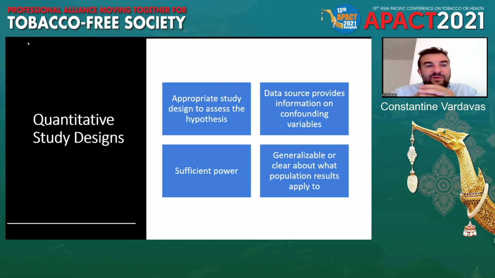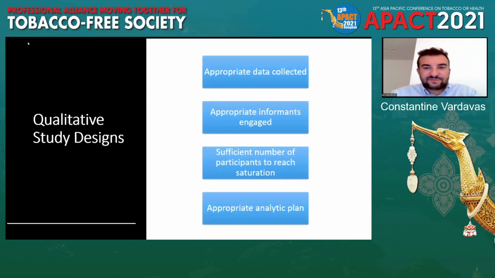And again, when you're looking at quantitative study designs, for instance, a large cross-sectional study, it checks whether the study design is appropriate to assess a hypothesis, whether there's information on confounding, which we'll talk about later on in the morning, whether there's sufficient power to do the study, and whether the results are generalizable to the population that we're referring to. So those are some of the things we look for in quantitative study design manuscripts. And in qualitative, this is more like focus groups and focus group discussions, things like that.